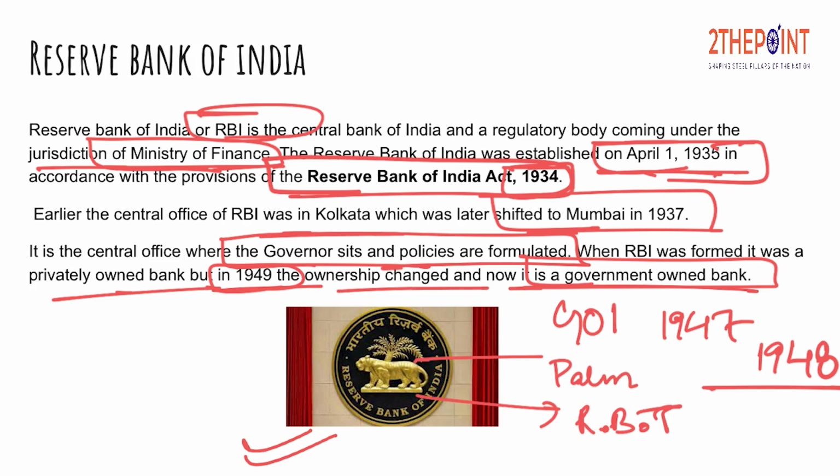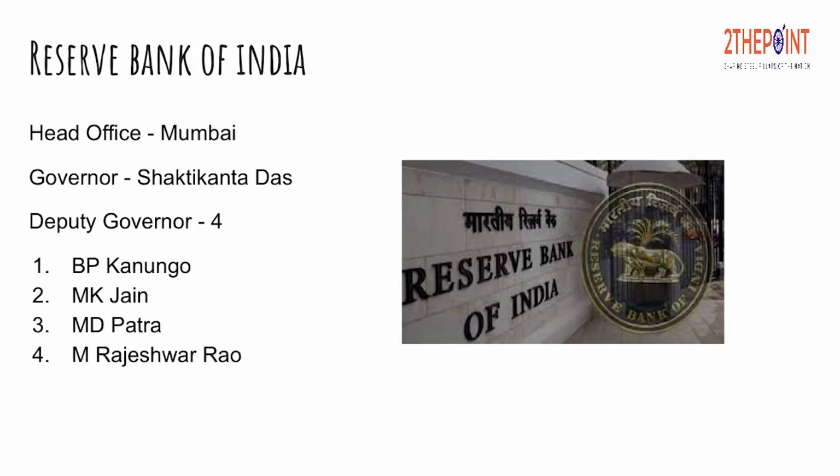Moving on to the next slide, which talks about the head office, as I told, is in Mumbai. The current governor is Shaktikanta Das. Also, along with the governor, there are 4 deputy governors in RBI, and they are as follows: B.P. Kanungo, M.K. Jain, M.D. Patra, and Rajeshwar Rao. So they are the 4 deputy governors heading 4 different departments.